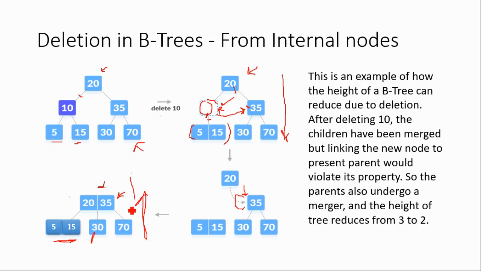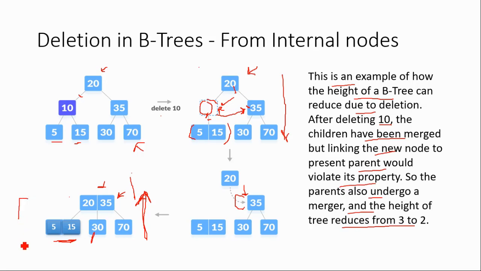So this is an example of how deletion has caused a reduction in the height of the tree. If you check the description, this is an example of how the height of a B-tree can be reduced due to deletion. After deleting 10, the children have been merged, and linking the new node to the present parent would violate this property. So the parents also undergo a merger, and the height of the tree reduces from 3 to 2. So earlier there were 3 levels in the tree, now it has 2 levels.